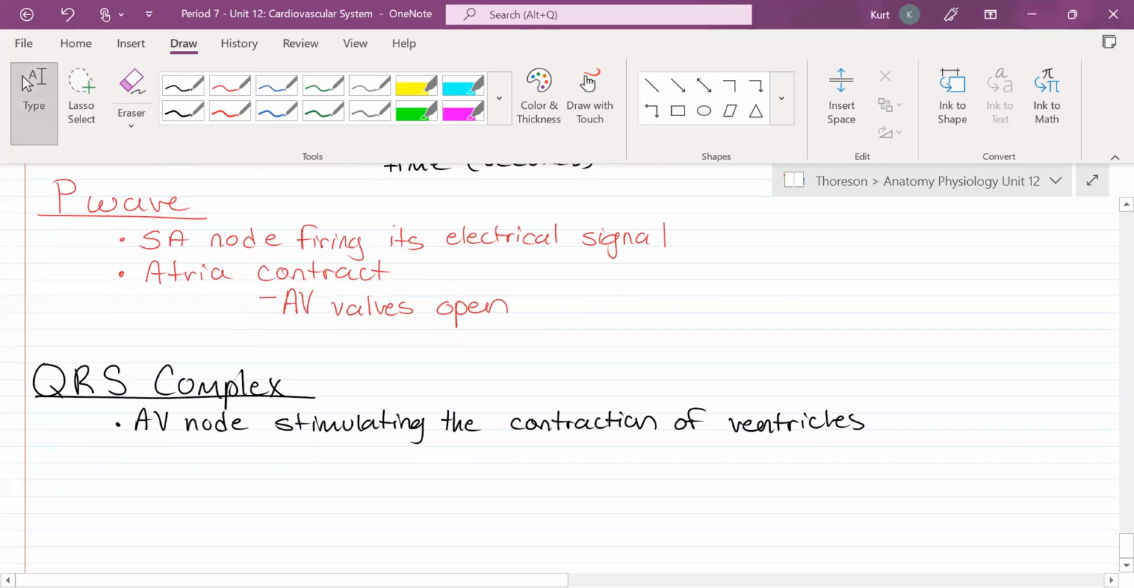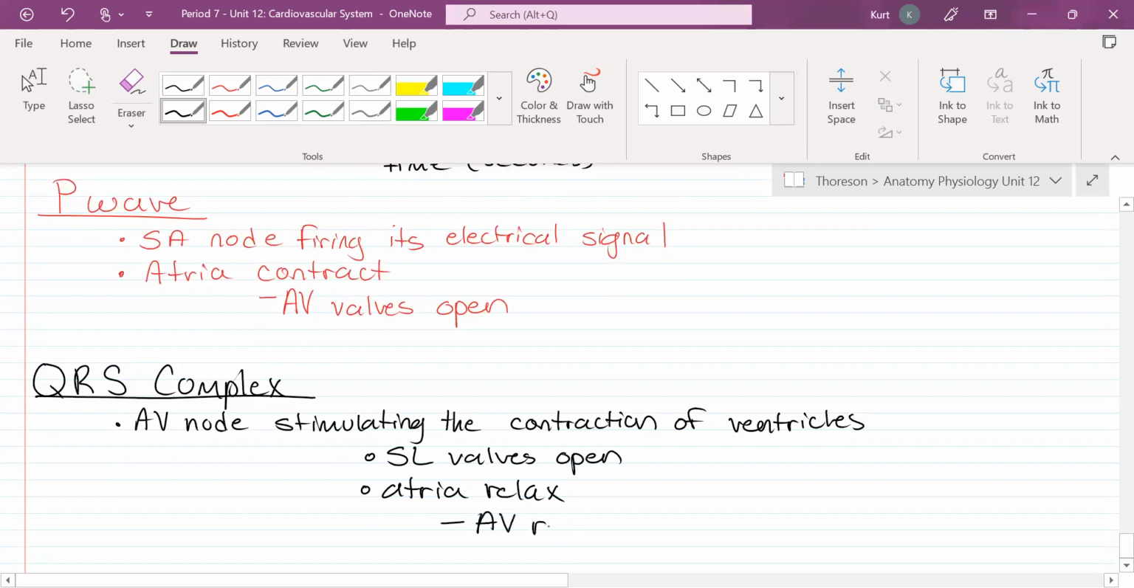Now, if the ventricles are contracting, let's get a few things down, okay? If they are contracting, what valves are open? Think before you speak. What do you call the two? Semilunar valves. Very good. SL valves open. What is the current state of the atria? Are they contracted or relaxed? Very good. And if the atria are relaxed, what valves are closed? Very good.